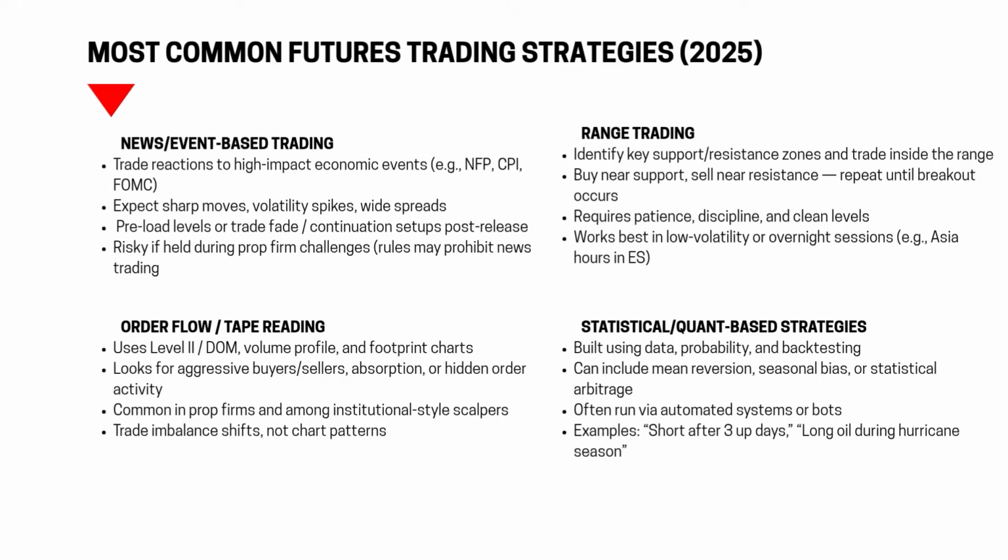That's again level 2, DOM, volume profile, footprint charts. Looking for aggressive buying, selling, absorption, hidden order activities, common in prop firms and among institutional style scalpers. Then we've got statistical and quant based trading, so you're using data, probability and back testing, things like mean reversion, seasonal bias, statistical arbitrage, often built using programming like Python, and growing massively as a popular strategy these days.